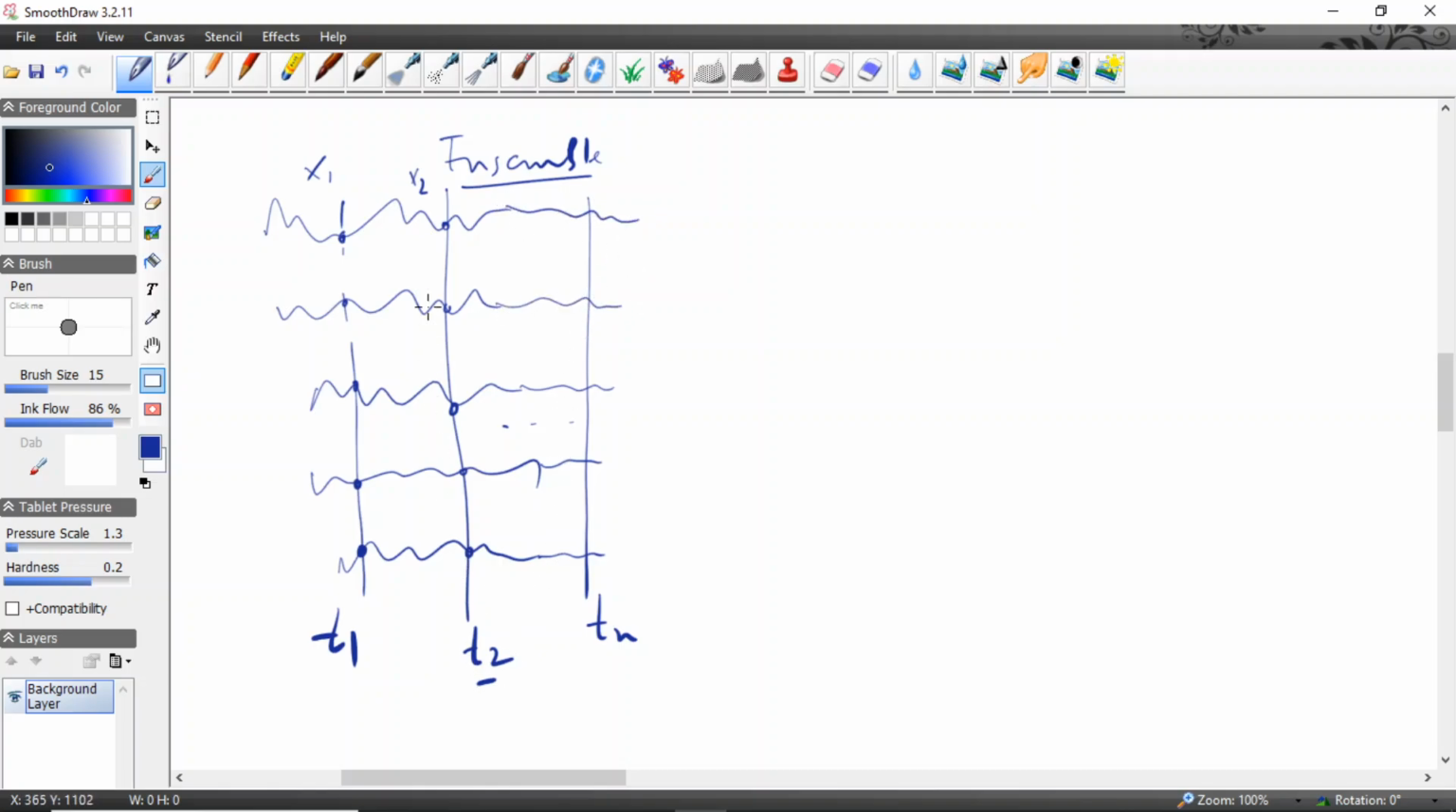Okay, you have different observations, and these observations are measured at n different time intervals. Definitely, you will have n different random variables x1 to xn. Okay, and generally these random variables are dependent in nature.